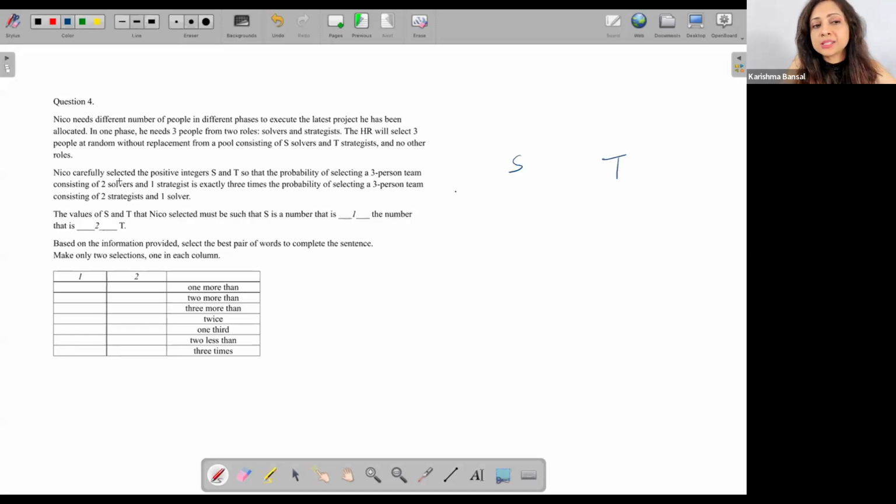So Nico carefully selected the positive integers S and T so that the probability of selecting a 3-person team consisting of 2 solvers plus 1 strategist is exactly 3 times the probability of selecting a 3-person team consisting of 2 strategists plus 1 solver.